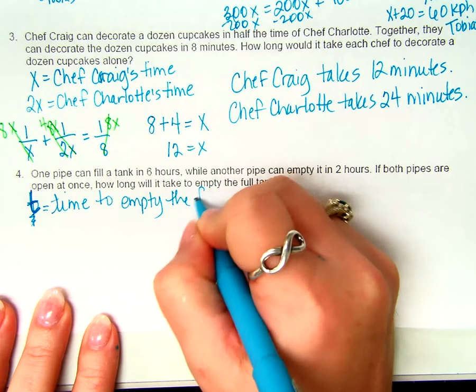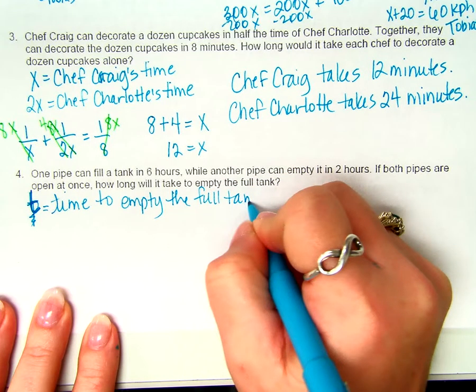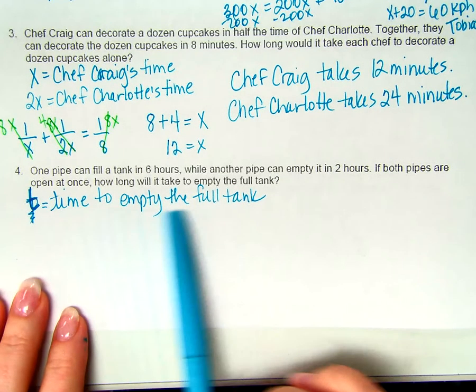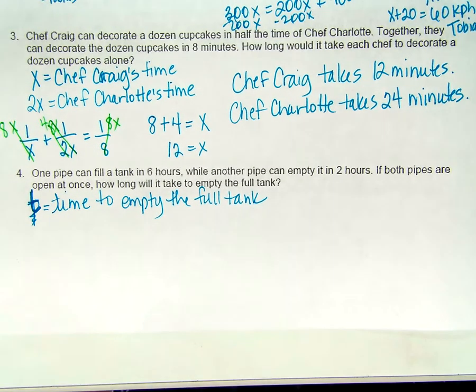Time to empty the full tank. Now, am I going to expect to see this every time? Am I going to expect to see you define a variable every time? Yes. It's going to be part of the grade. You don't do that, you're going to get points off. It's important that you know what the variable stands for. Okay? So now that we have defined our variable, now we need to set up an equation, don't we?